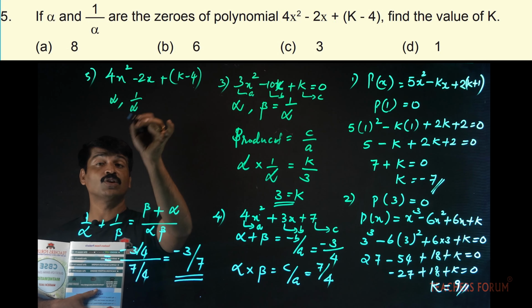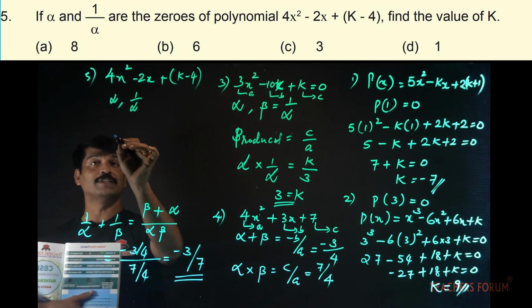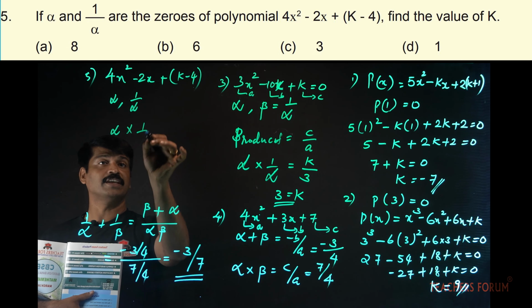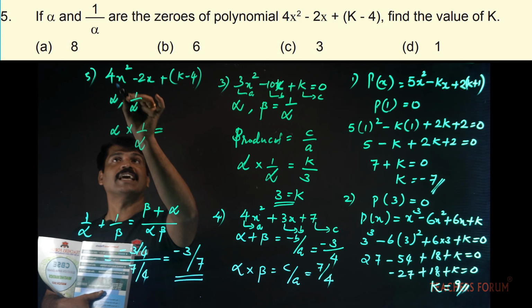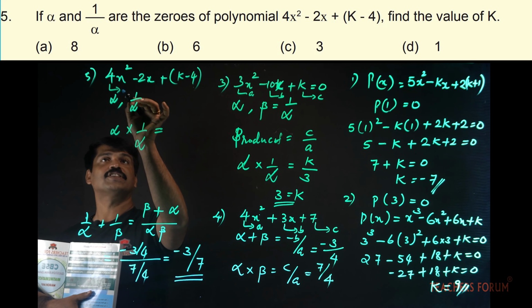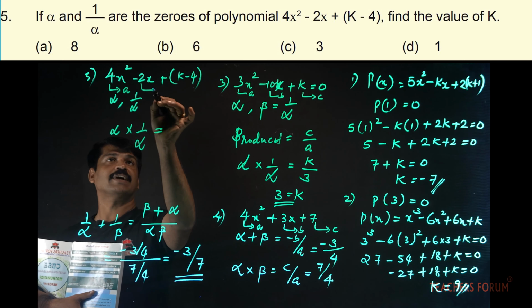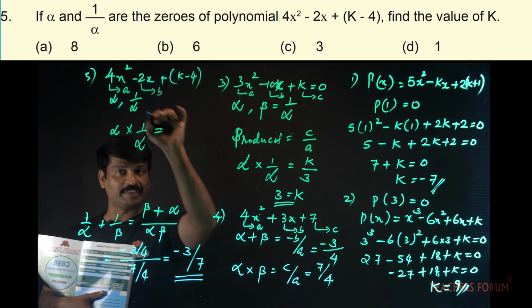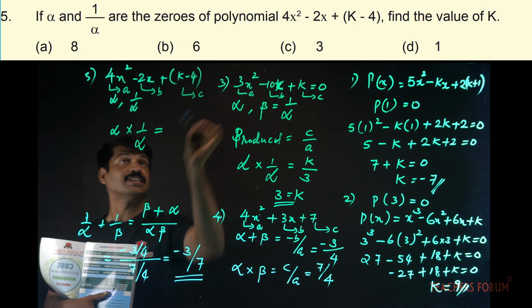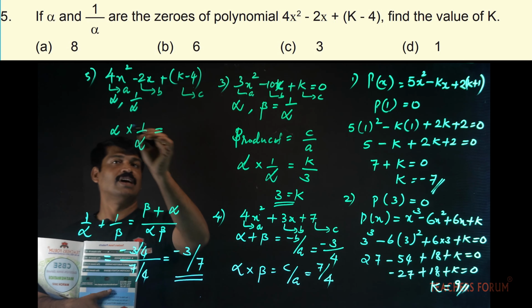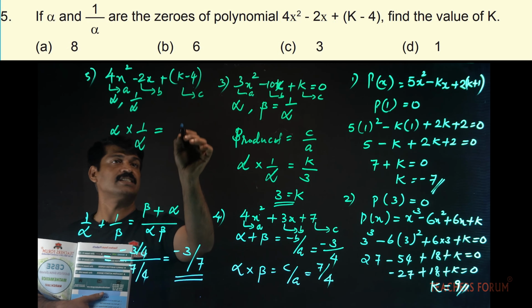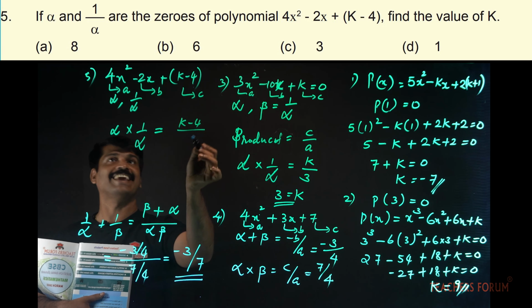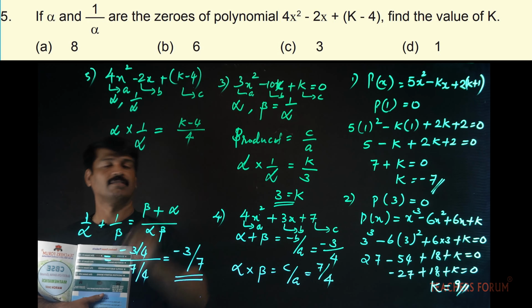So, what are the zeros? Alpha and 1 by alpha. So, what will be the product? Product will be alpha into 1 by alpha. Product of zeros is equal to c by a. What is a here? Here a is the coefficient of x square, b is minus 2, that is the coefficient of x, c is the constant term, that is k minus 4. So, the product of zeros is equal to c by a. C is k minus 4. What is a? A is 4.